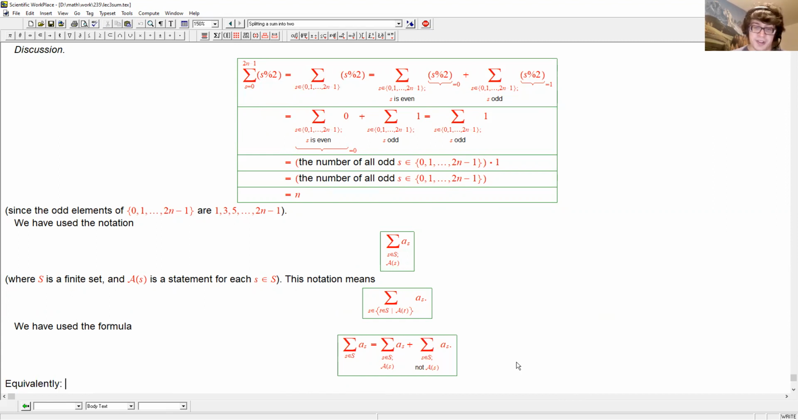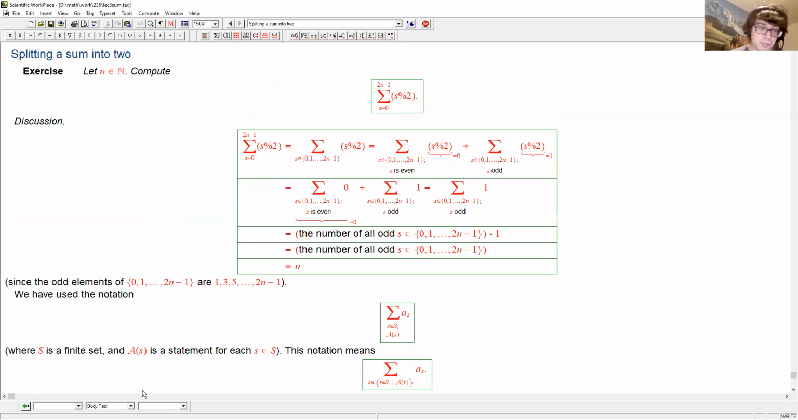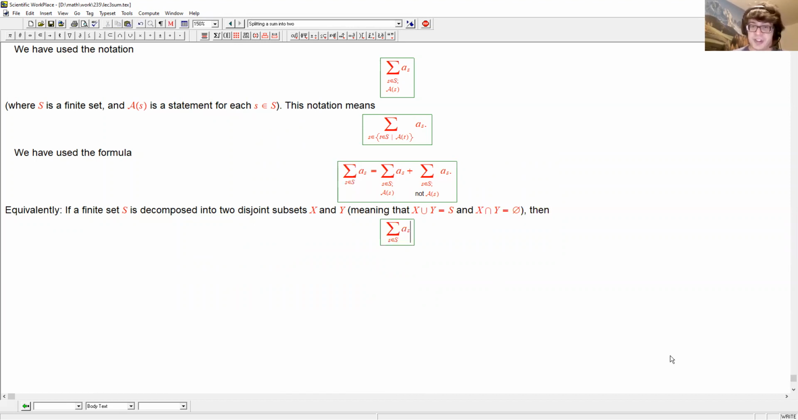Another way to say it is the following. If S is a finite set, and if a finite set S is decomposed into two disjoint subsets X and Y, and by decomposed, I mean their union is S, and by disjoint, I mean their intersection is empty, then the sum over all elements of S equals the sum over all elements of X plus the sum over all elements of Y. This is a way of splitting a sum into two pieces.